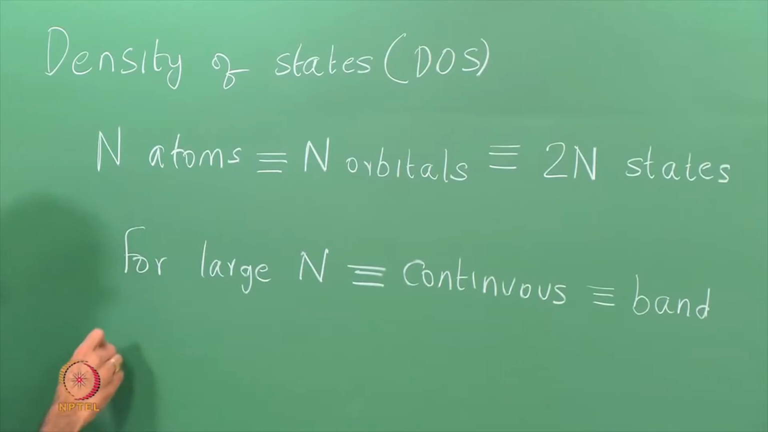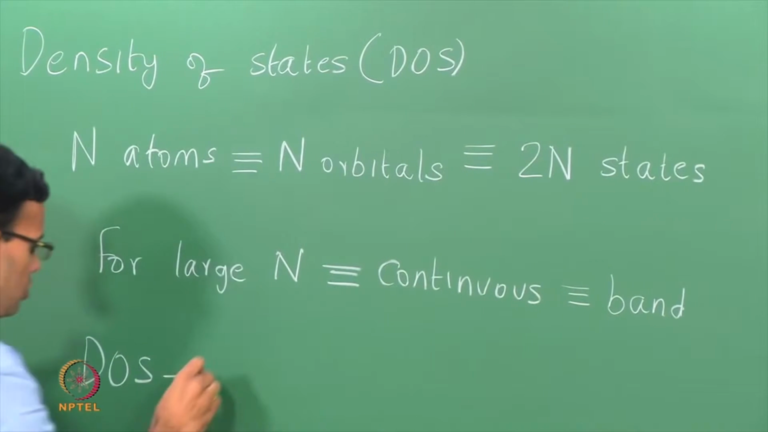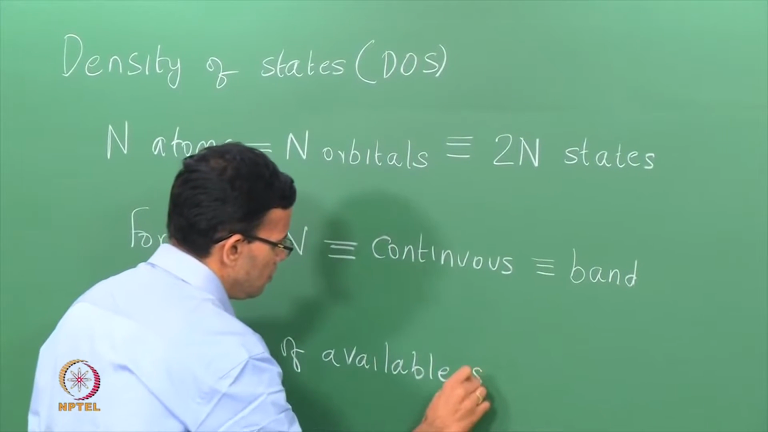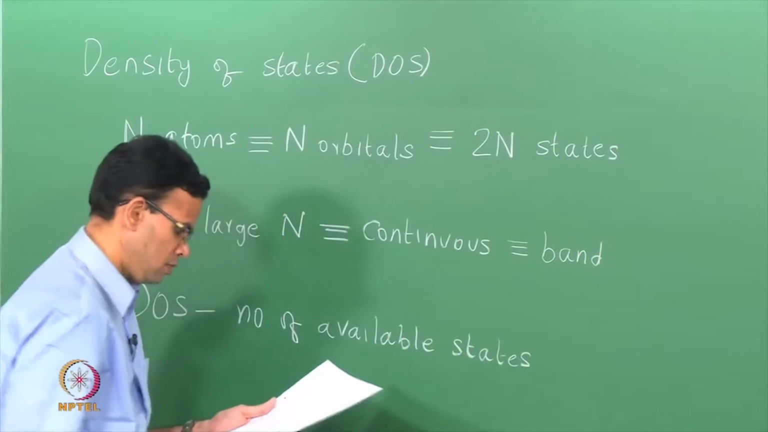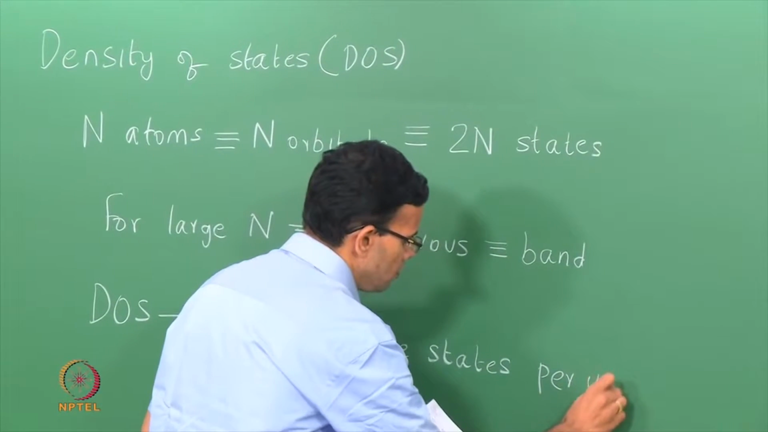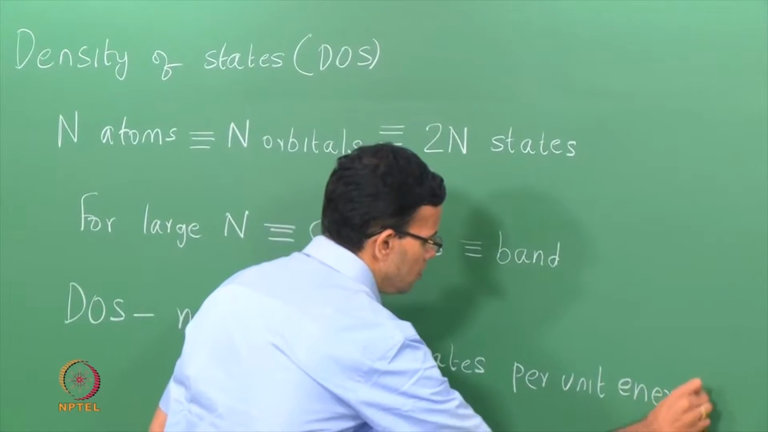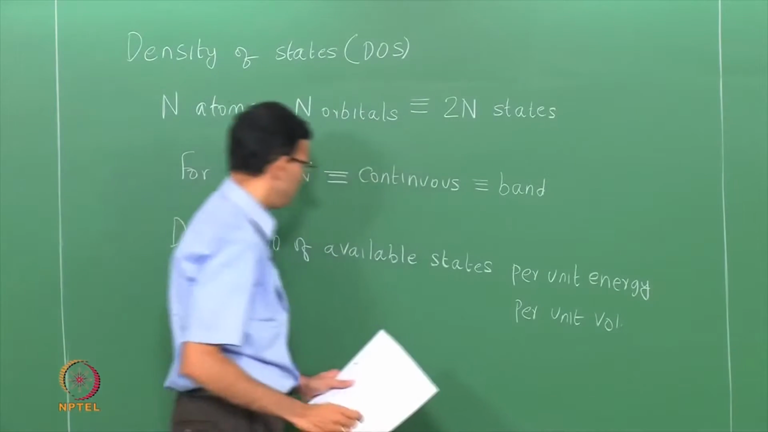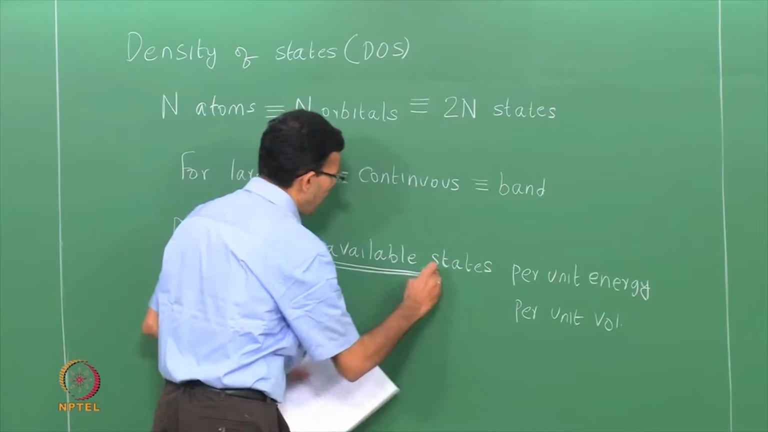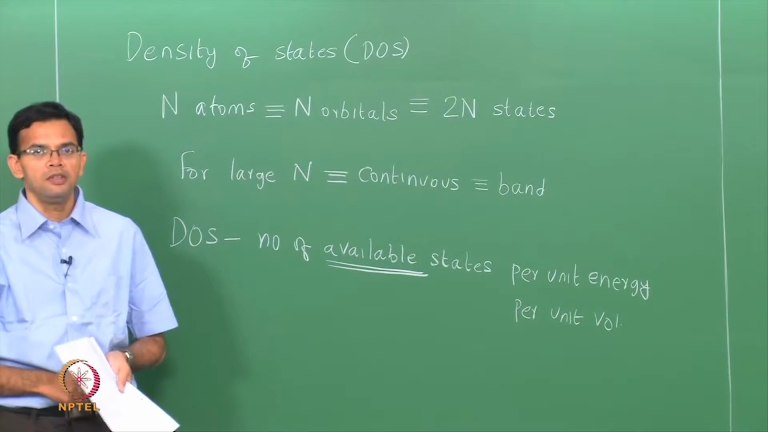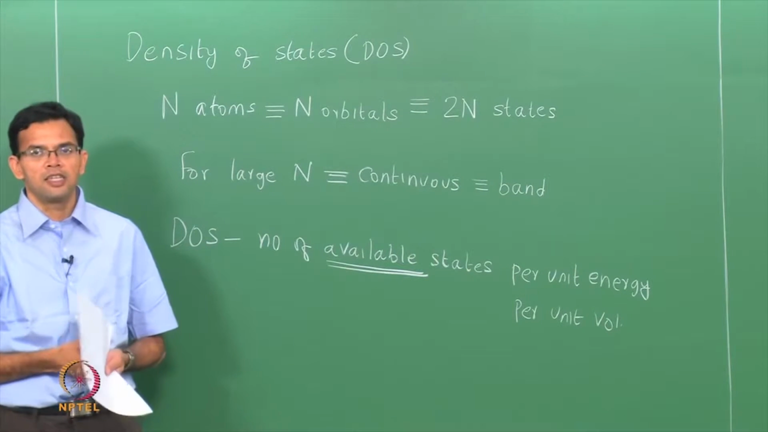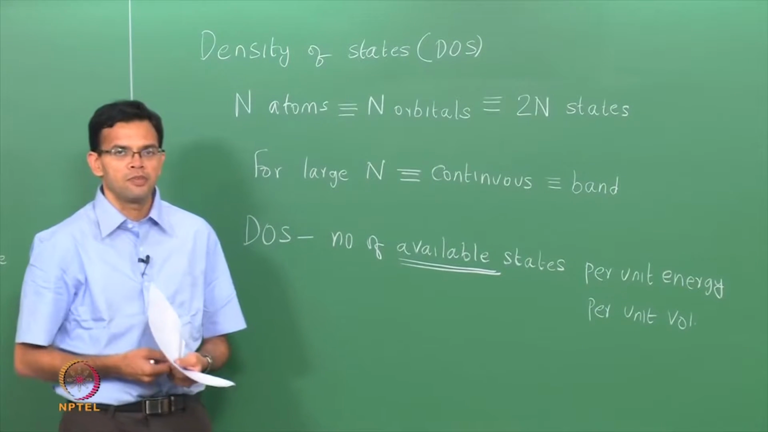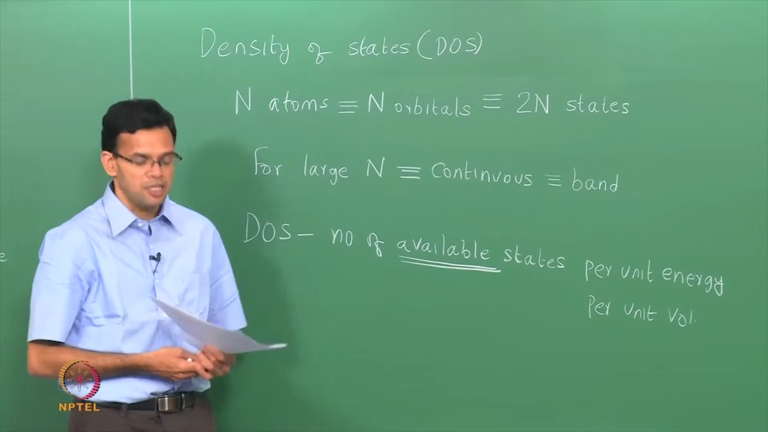The density of states DOS is defined as the total number of available states per unit energy and per unit volume. The operative word here is the available states. So, these are the states that are available for the electrons to occupy. If you are looking at the conduction band, the density of states in the conduction band tells you how many states are there for the electrons to occupy. If you are looking at the valence band, then you look at the density of states of holes.